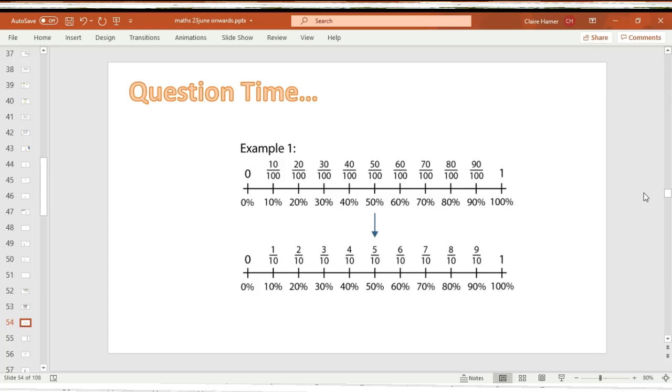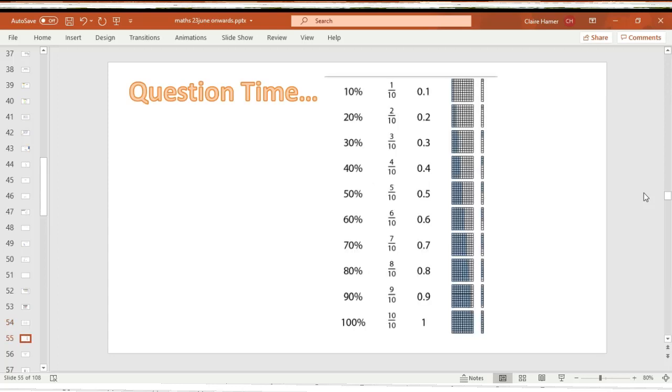What's the percentage equivalent and what's the decimal equivalent? Okay, 2/10 equals 20% or 0.2. Okay, here's another way to visualise it. Hopefully you're getting confident and hopefully you're able to link these three facts together.